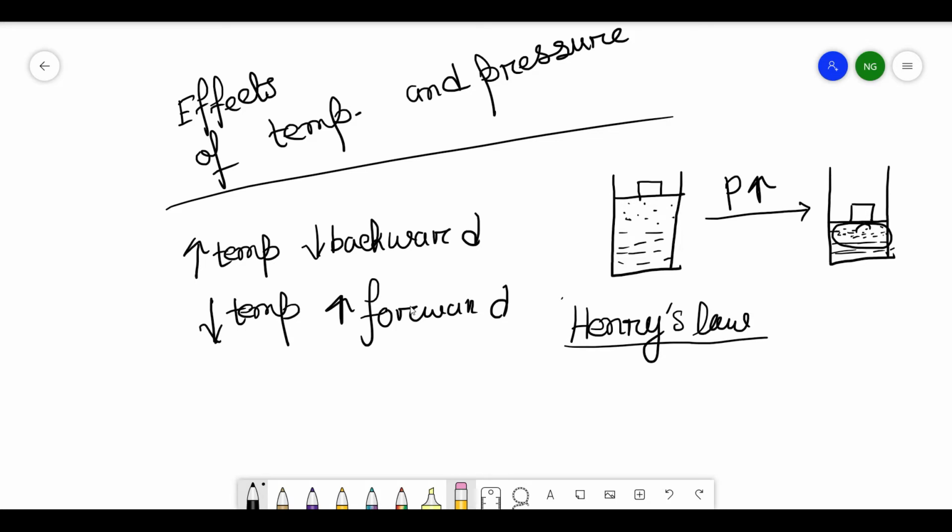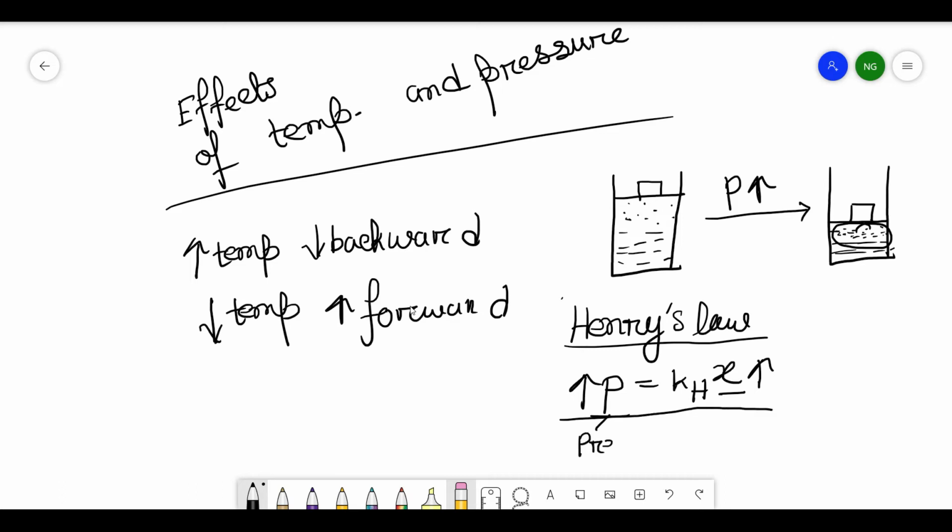The law is that P equal to KH into X. Here P is pressure and X is the mole fraction of the solution. So as the pressure increases, the mole fraction will increase. As the pressure increases, the volume will become less and the number of molecules or mole fraction will increase. So this is the basic formula of Henry's law.